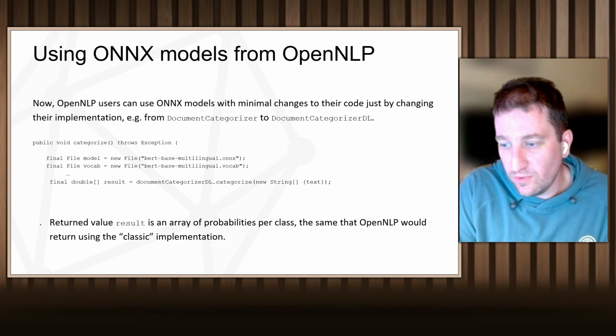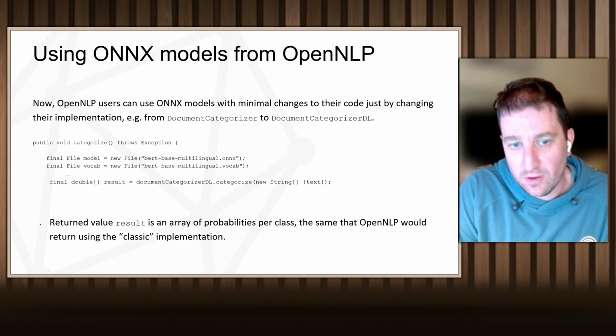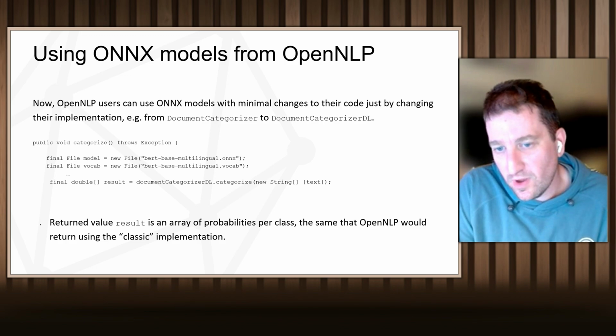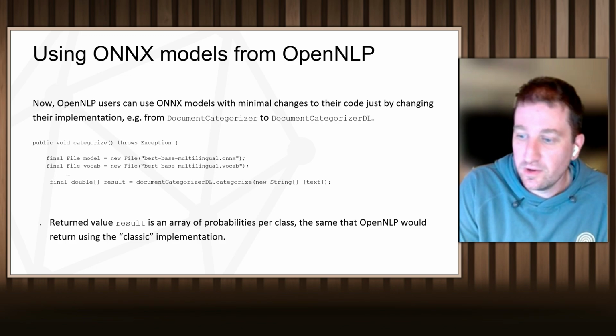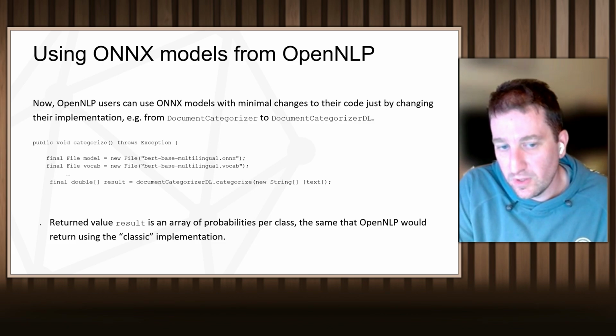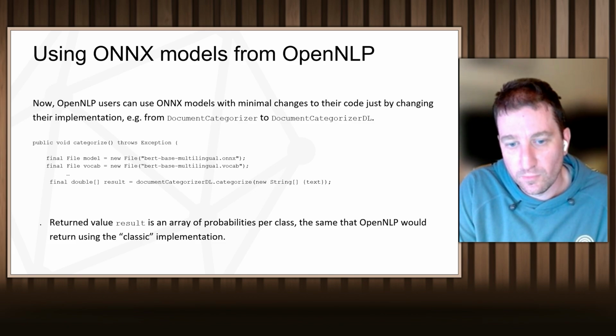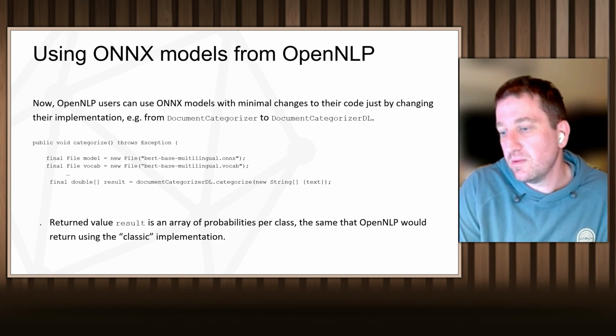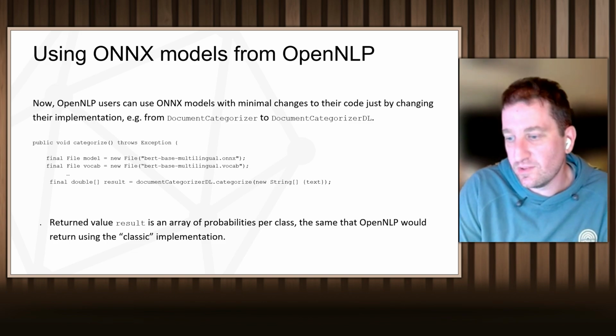With that, we can just do a few lines of code in OpenNLP now. We can give it the model file and vocabulary file. I left out a few probably important lines of code there for brevity, but we can take our document categorizer with those things, and we can now utilize ONNX models from OpenNLP through the ONNX runtime. And like I just said, the return value there is the same that OpenNLP users already expect.